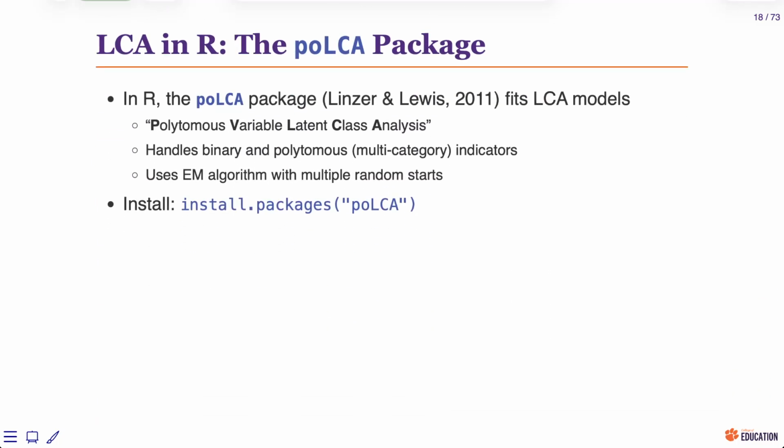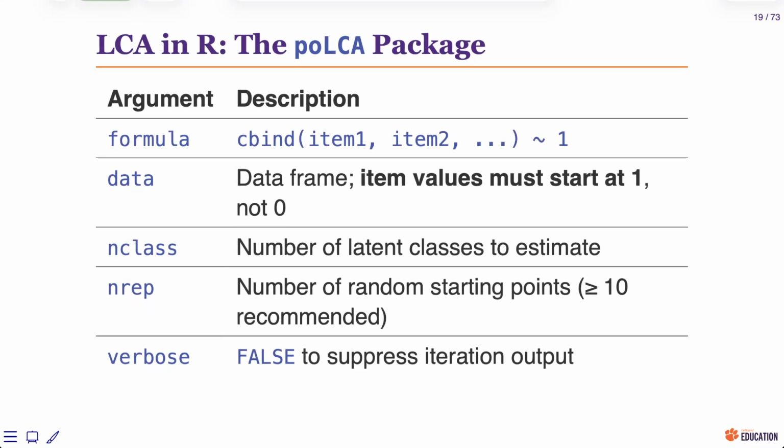So in R, there's a package called the poLCA package by Linzer and Lewis. PO stands for polytomous variable latent class analysis. It handles both binary and multi-category polytomous indicators, and it uses the EM algorithm with random starts. You can install it with the install.packages command. Basically, the arguments to this are the following. You have a set of items right here. You tell it your observed variables.